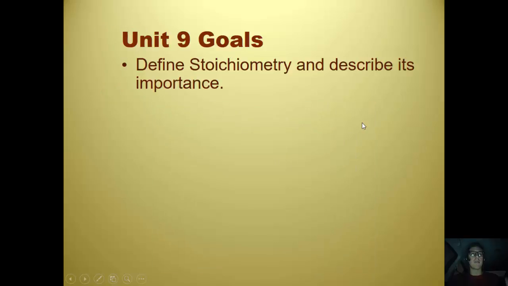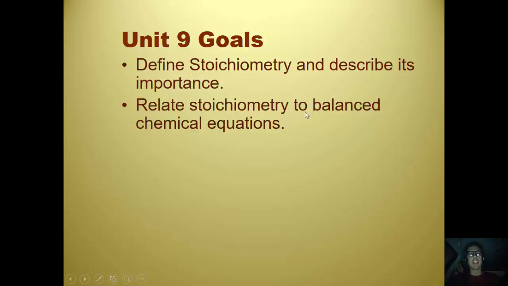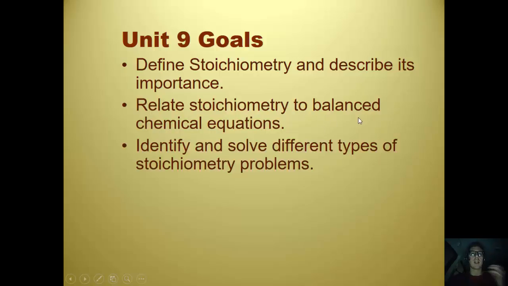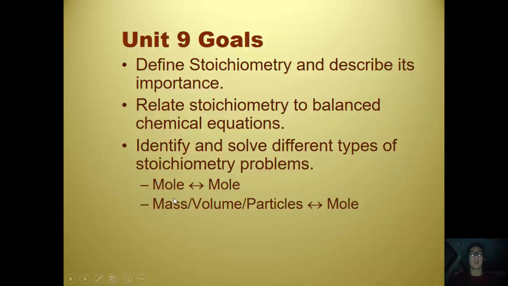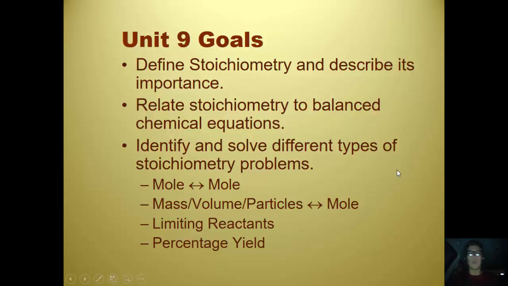What are we going to do in this unit? We're going to define stoichiometry, describe its importance. We're going to relate stoichiometry to balanced chemical equations, which you just did. And you're going to identify and solve different types of stoichiometry problems. We're going to start out going mole to mole. That's the easy stuff. Then we're going to do our mass, volume, or particles to mole. And then we're going to do some limiting reactants, and we'll talk about it. And then finally percent yield. So I'm excited. I hope you are too.